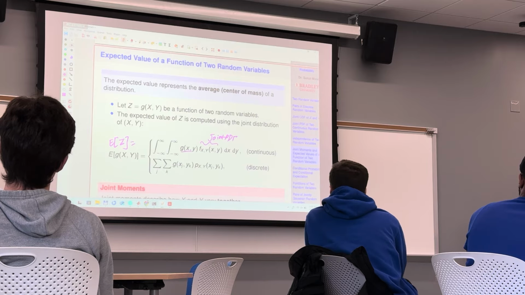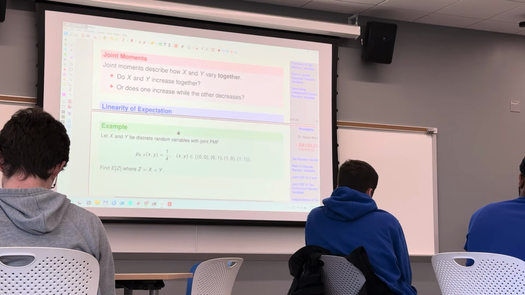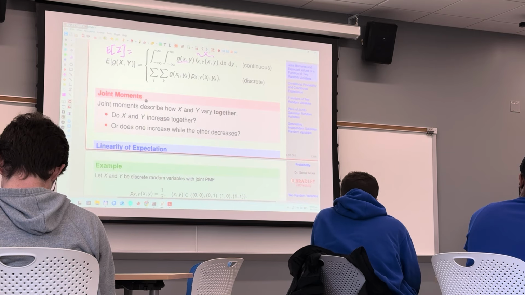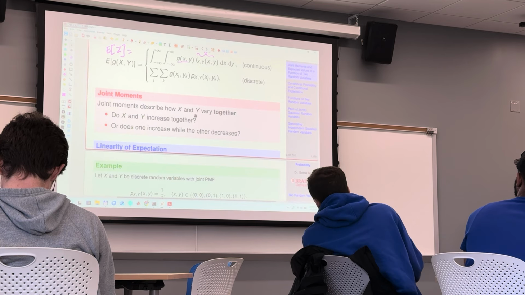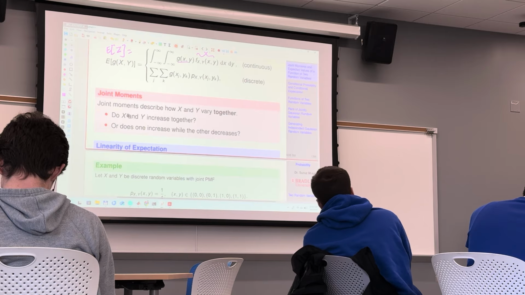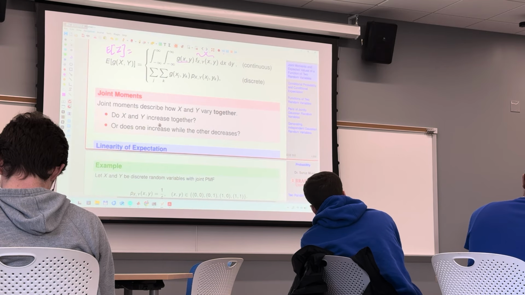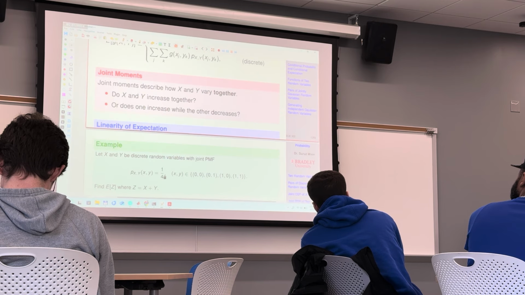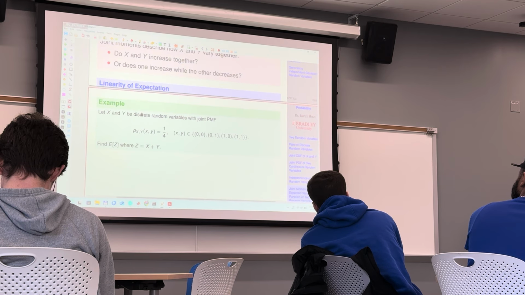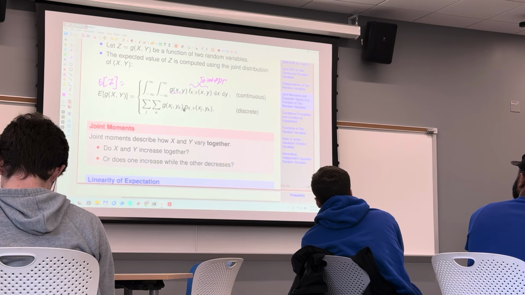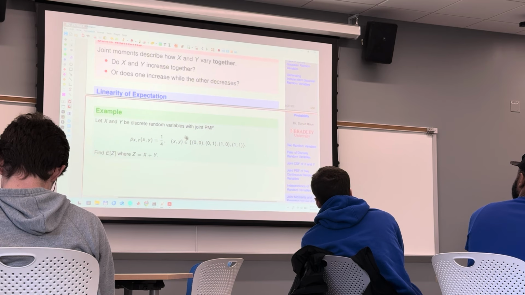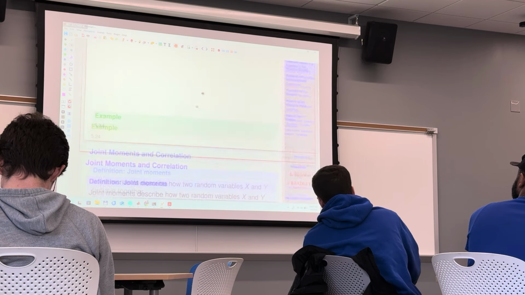So joint moments will give you how x and y vary together. Do x and y increase together, yes or no? This will be answered by joint moments, and we will go through this. Now, I'm not going to go through this example. It is very trivial because I'm directly using the discrete version. I just put that as part of homework.